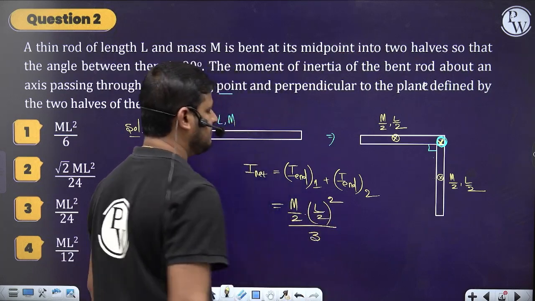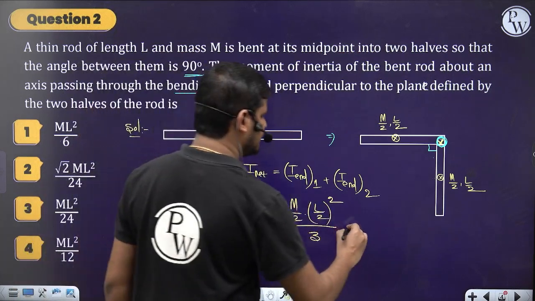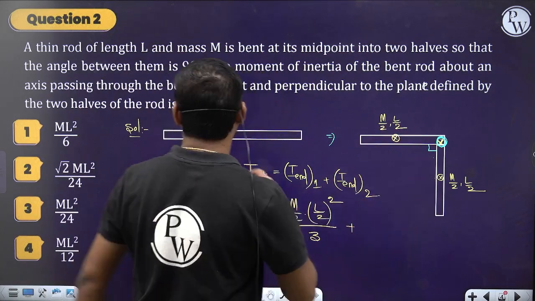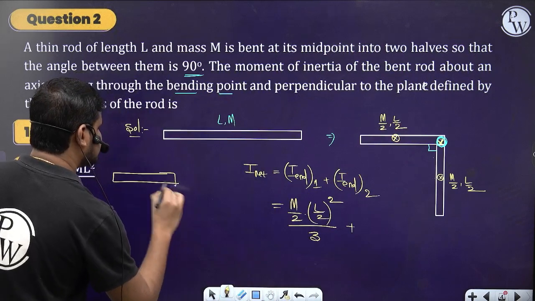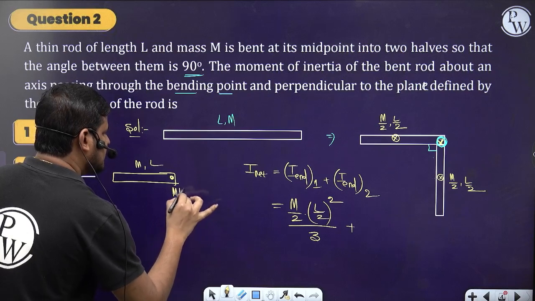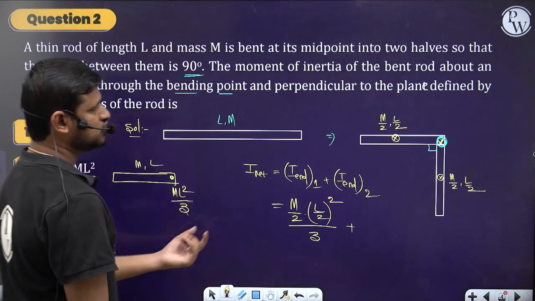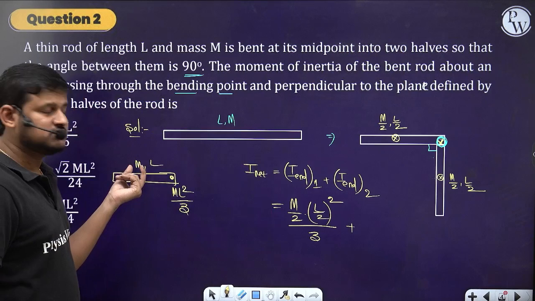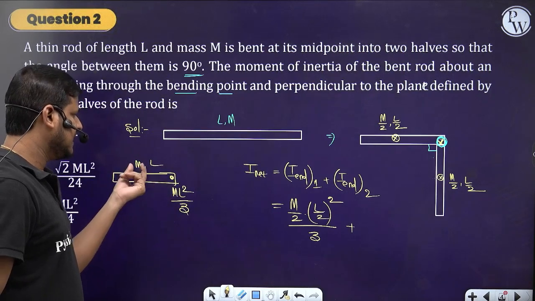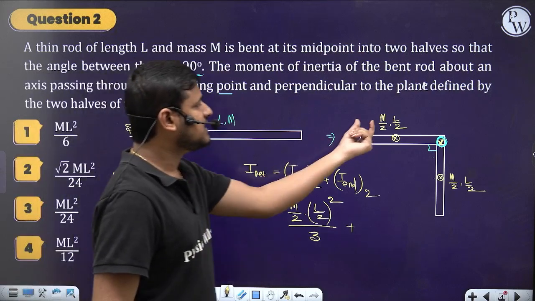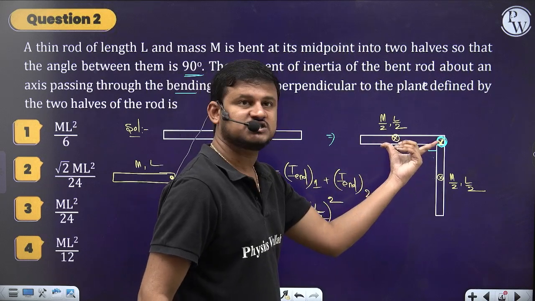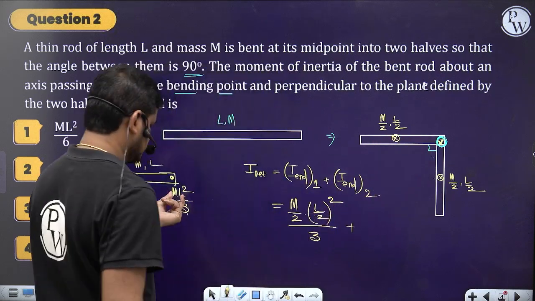So I am writing ml square by 3 plus, because mass is m by 2, this length is how much? L by 3. If it is a rod of mass m and length L, and you need the moment of inertia about its end, it should be ml square by 3. So if the mass of the rod is m and length is L, then that is the formula. Here mass is m by 2, so m by 2 I am writing, and length is L by 2, where L is the total rod's length, so L by 2 whole square by 3.